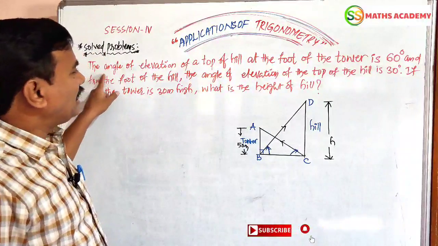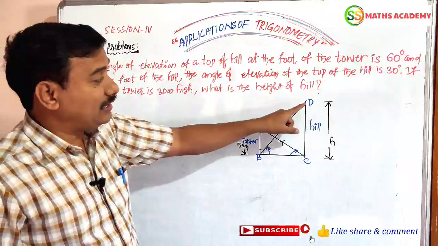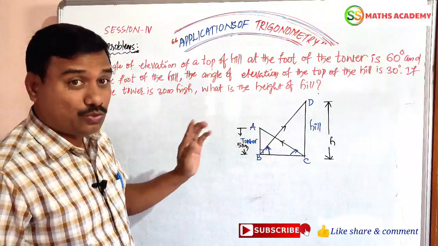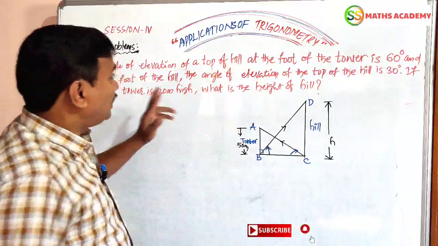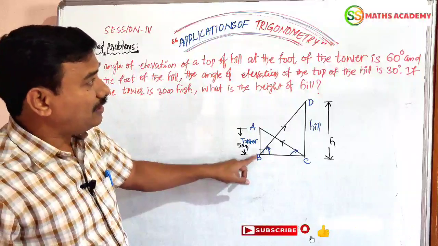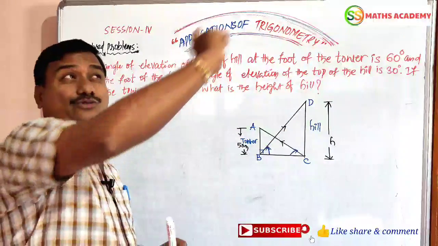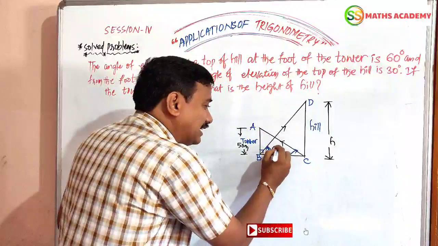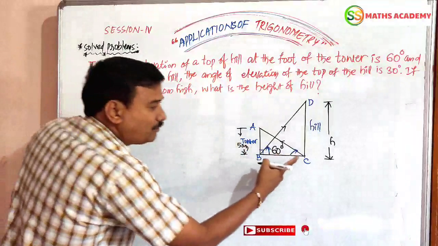The angle of elevation of the top of a hill. This is called the hill. This is called the tower. Here two objects are there: one is the tower, one is the hill. The angle of elevation of the top of the hill at the foot of the tower is 60 degrees. From the foot of the tower, we have to observe the top of the hill, making an angle of elevation of 60 degrees.